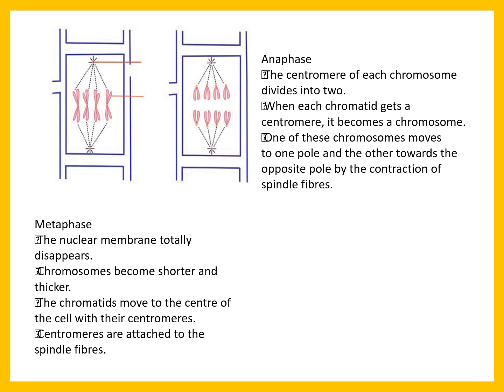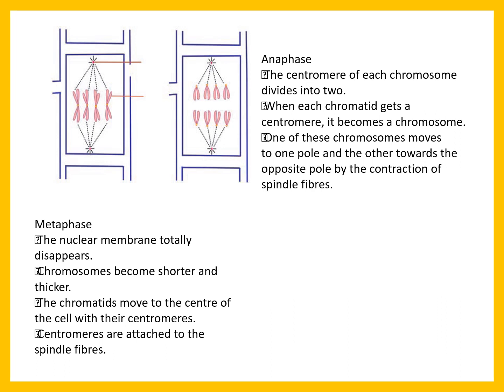Then the second stage is metaphase, where the nuclear membrane totally disappears and the chromosomes become shorter and thicker. The chromatids move to the center of the cell with their centromeres, and the centromeres are attached to the spindle fibers. Metaphase is characterized by the formation of four chromatids, arranged in the center. Otherwise we say they are arranged on the equatorial plane.